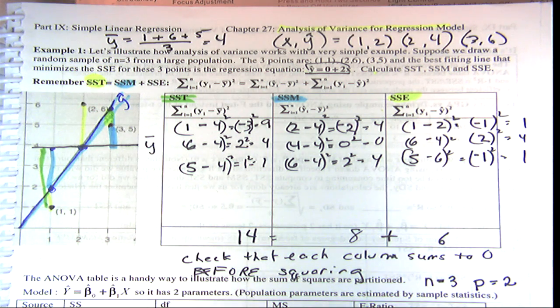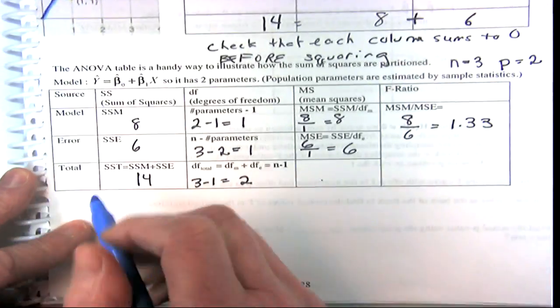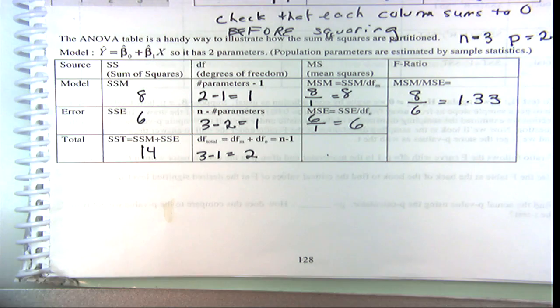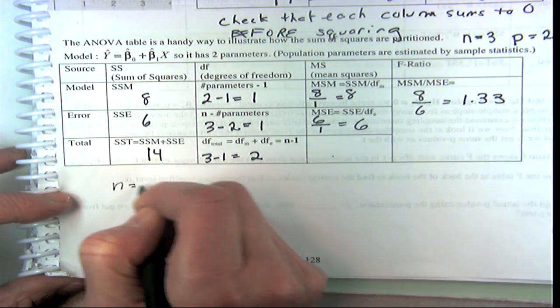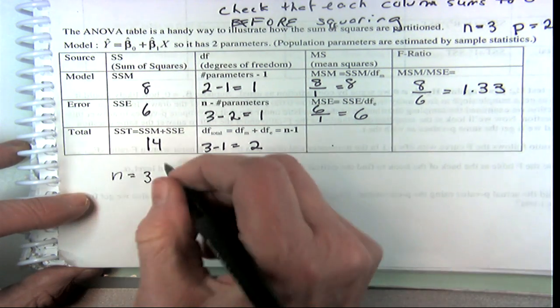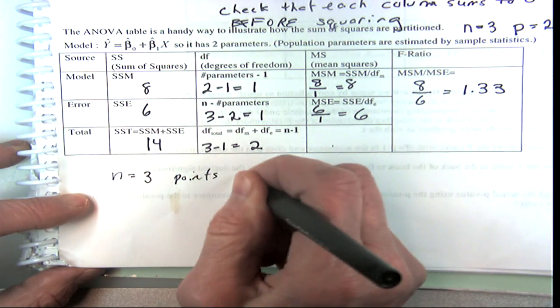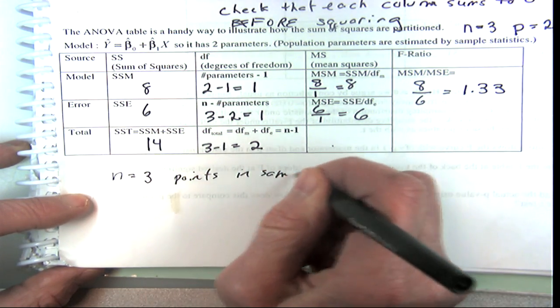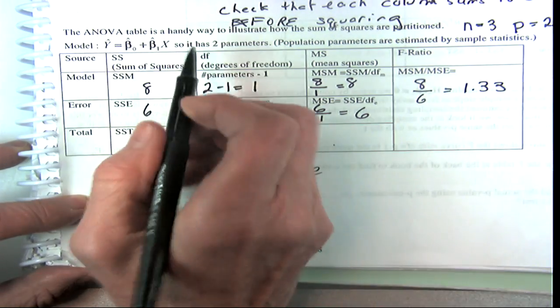Last time, we just had 3 points, so here we had just n equals 3. So we just had those 3 points, n equals 3, and that's just our points in our sample, 3 points. And then we say we have 2 parameters. 2 parameters right here.